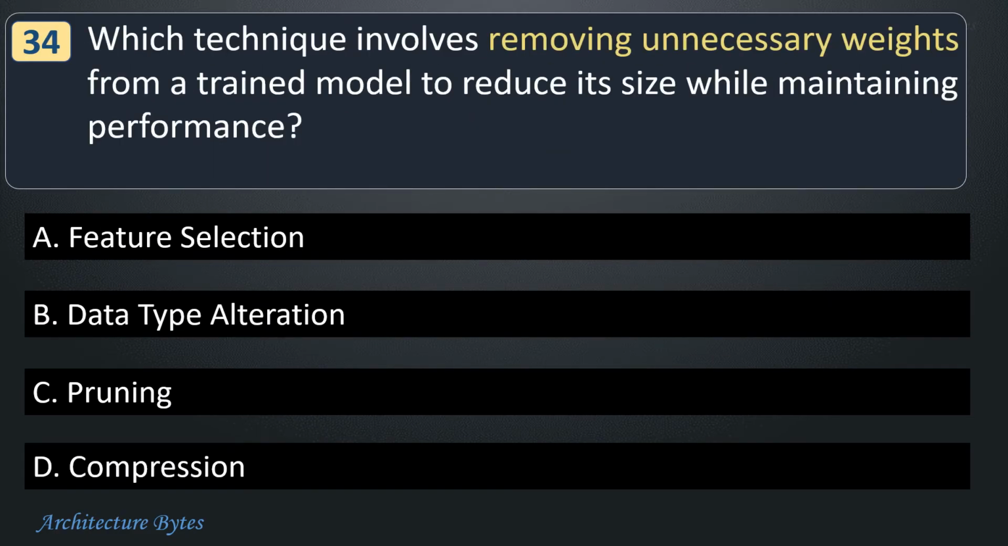Which technique involves removing unnecessary weights from a trained model to reduce its size while maintaining performance? Our options are feature selection, data type alteration, pruning, or compression.